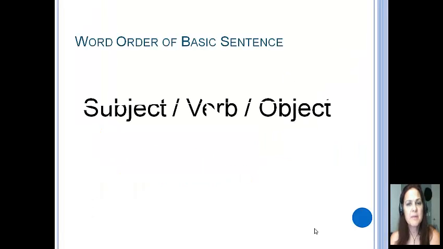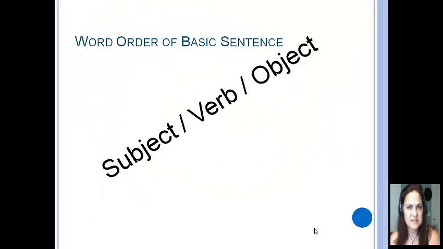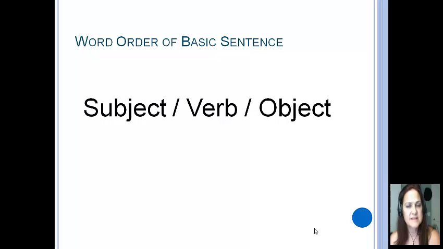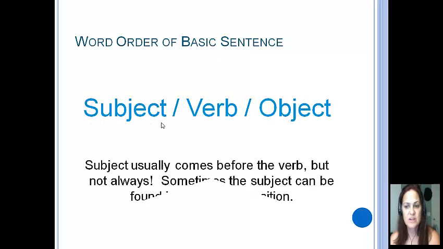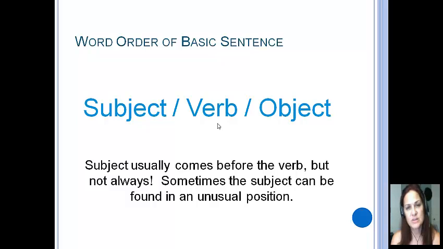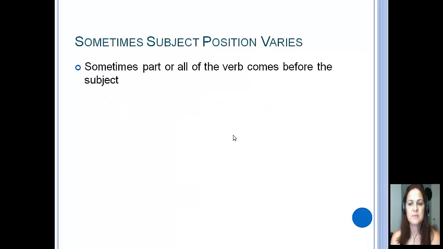So if we think about our basic English sentence, the basic order is subject, verb, object. The subject usually always comes before the verb, but not always. Sometimes a subject can be in an unusual position and it makes it difficult to find. For example, sometimes all or part of the verb can come before the subject, and then we're left trying to figure out what is it really saying, what is the subject of the sentence.